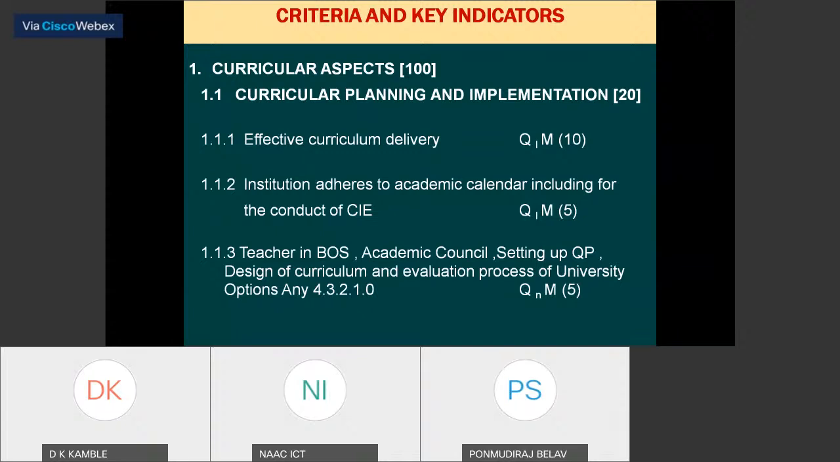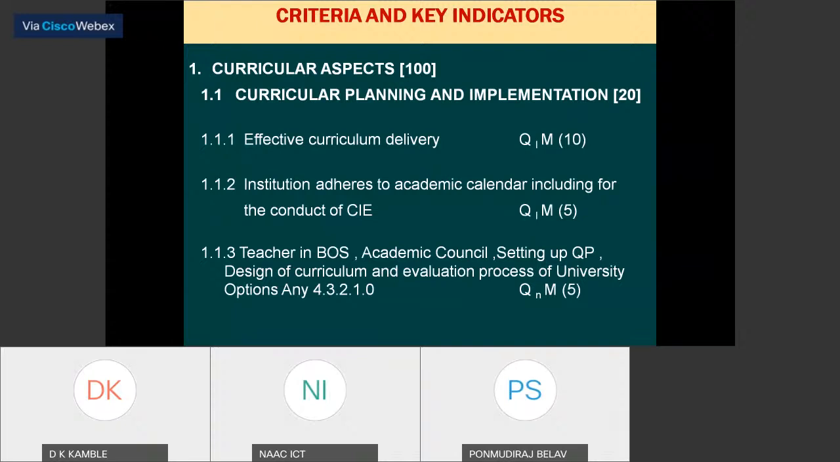Coming to 1.1, the starting ones are qualitative. So coming to 1.1.3, how many teachers are involved in BOS or academic council, or in setting up question papers, design of curriculum, or the evaluation process? For this metric, the institution has to give the list of the teachers involved in the BOS, AC, question paper setting or evaluation. According to that list, the institution has to provide the supporting documents.